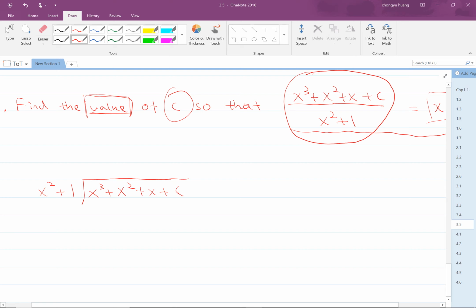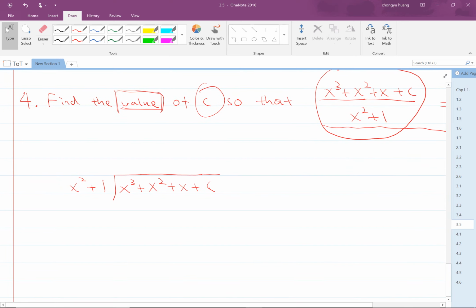As always, we want to cancel the term x to the power 3, so we have to multiply by x to the power 2. Now x to the power 2 multiplied by x is equal to x to the power 3, right? And then we have positive 1 multiplied by x, which equals x. And the middle term, what we write is plus 0x squared.